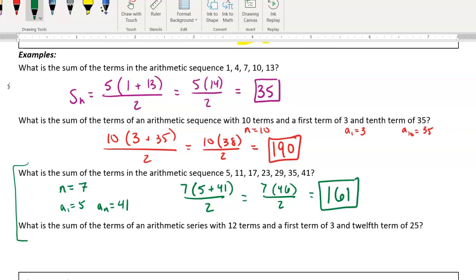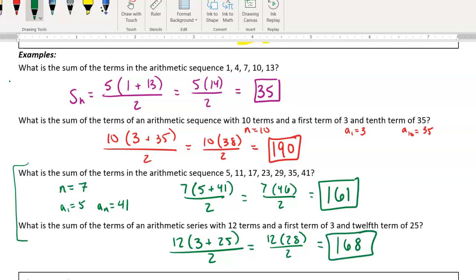And the next one, we know that there are 12 terms, with the first term of 3 and a 12th term of 25, or 12 times 28 divided by 2. And when you do that, you end up getting 168 as your answer. So that's how you'd use the formula to find the sum of a series.